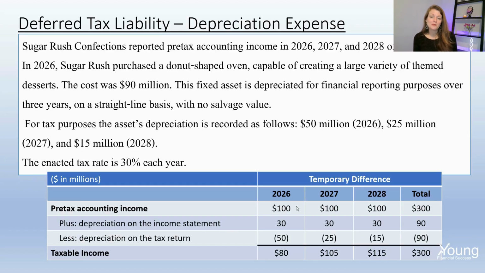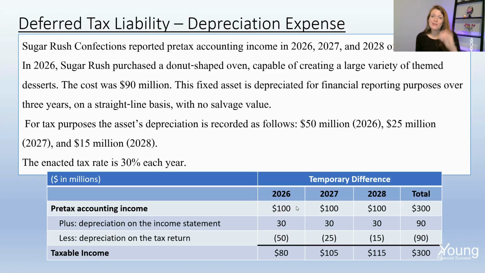So our taxable income for 2026 is now just 80 million. But then in 2027, it's going to be 105 million because they didn't depreciate quite as much in 2027 as they did for our accounting purposes, for our financial reporting. Then in 2028, for tax purposes, they did half as much as we did for our financial reporting. So we're going to now have 115 million that's taxed. I suggest you take a picture of this as we go on to the next slides so you can follow along.